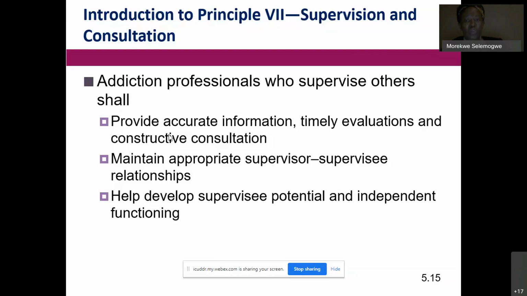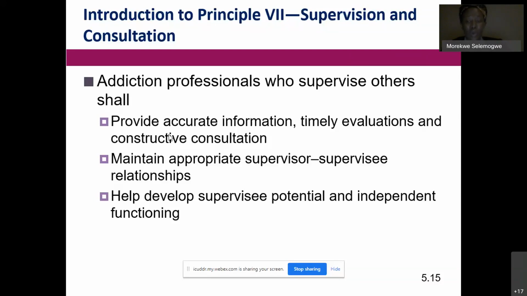The purpose of supervision is actually to enhance the supervisee's knowledge and to also build skills for the supervisees. And therefore, for supervisors, the expectation is that they should provide accurate information. Providing accurate information for the supervisees means the supervisor also has to be going through professional development so that you can stay abreast in order to provide accurate information for your supervisees.